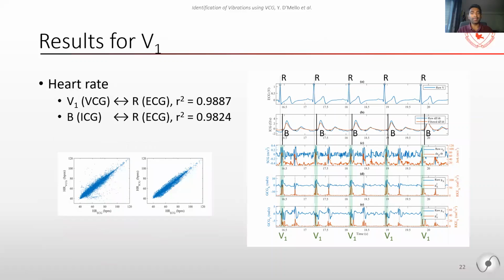First, we compared the timestamp of V1 and the ICG B point with the ECG R peak. The correlation coefficients were 0.9987 for VCG and 0.9824 for ICG. Bear in mind that the ICG value was obtained after discarding data points that were more than 10 BPM away from ECG. The coefficient was still lower for ICG because of its annotation scheme.